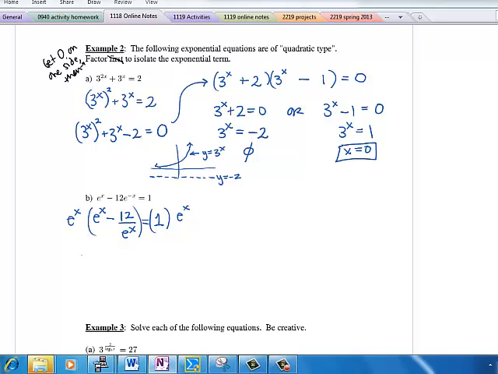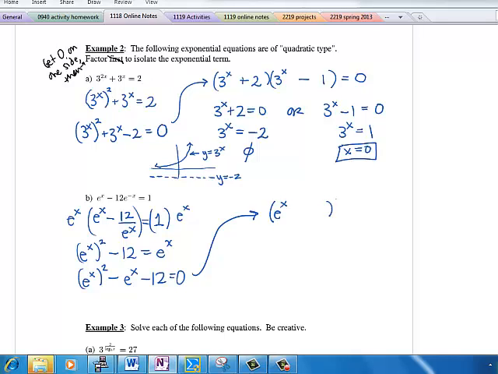And now we can see, well, we have e to the x squared. So now it's looking more like a quadratic type. Minus 12 equals e to the x. Get a 0 on one side. Maybe rearrange the terms so that this e to the x is in the middle. And then we'll try to factor it up here.